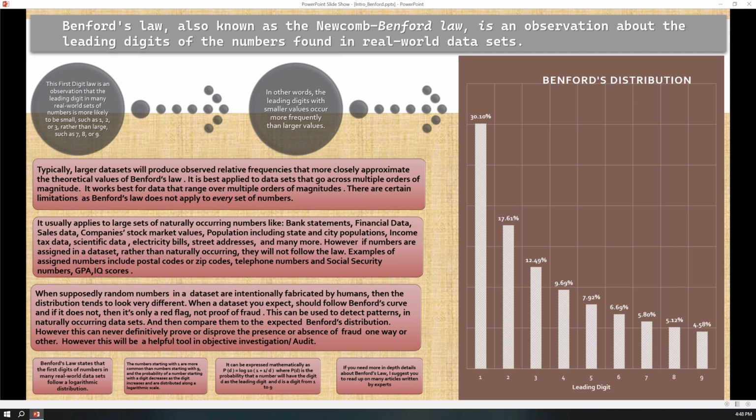Now that we have understood the basics of Benford's law, in the next video we will download a sample dataset from the internet, and using Microsoft Excel, we will try to test this theory on the dataset.